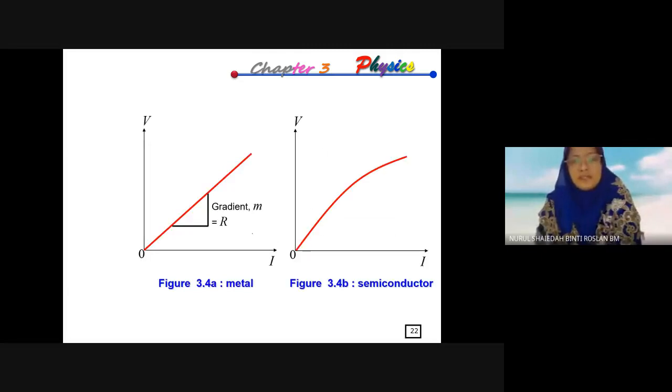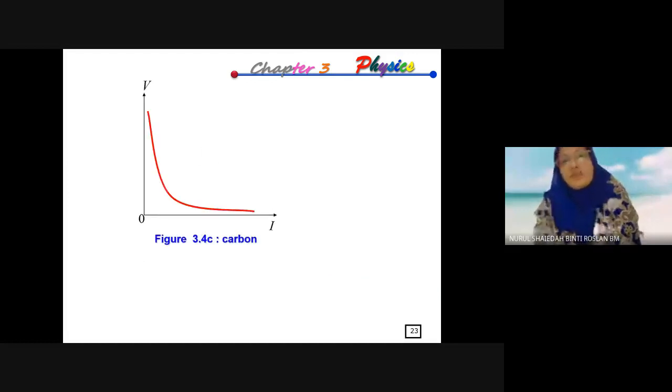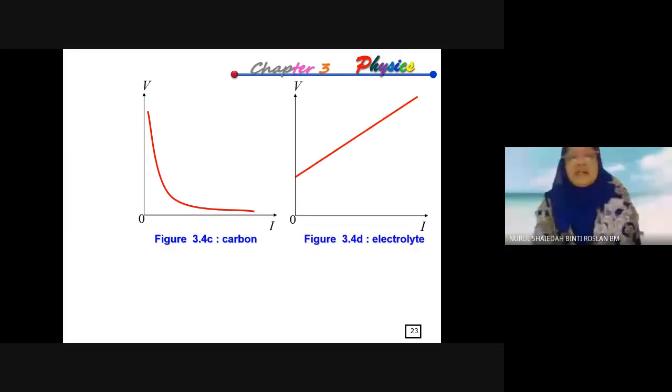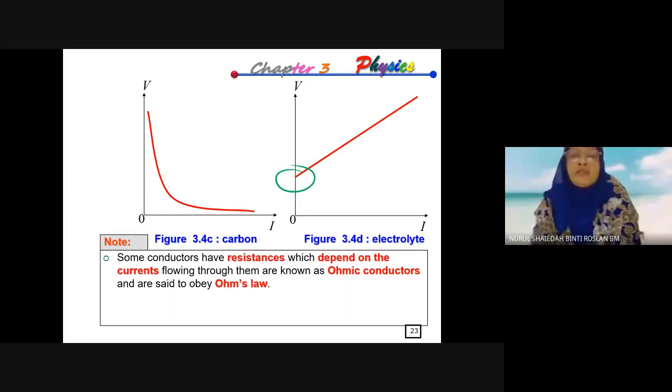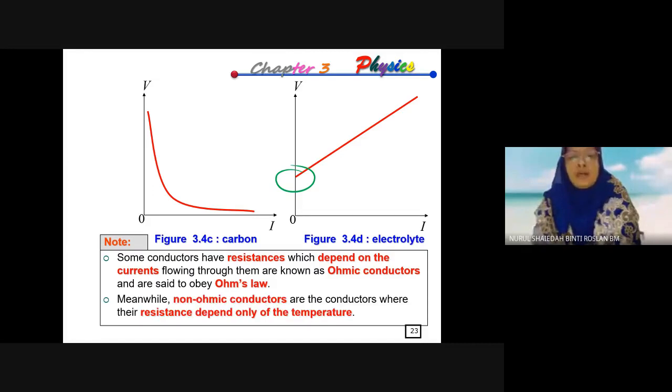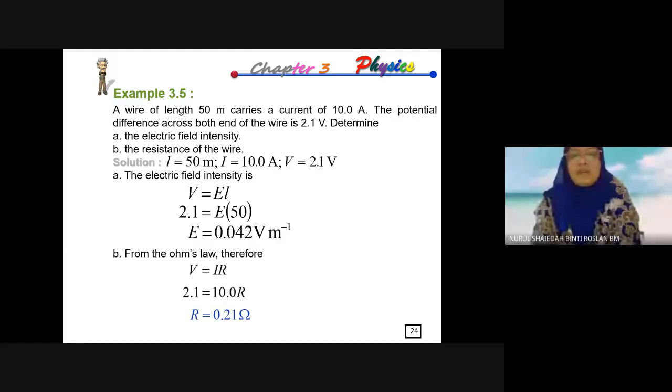Yang ini untuk metal. For semiconductor dia tak direct lah. Dia mula-mula je direct but then dia akan jadi curve sikit lah untuk semiconductor. Untuk karbon, dia opposite lah sebab karbon bukan metal. Untuk electrolyte dia ada directly tapi dia ada nilai dia lah. Tak apa, yang ini you tak perlu tahu pun lah. Yang ini you just tahu you directly proportional to I. Okay, some conductor have resistance which depend on current flow through it. Ohmic conductor obey Ohm's law. Meanwhile, non-ohmic conductor are the conductor where their resistance depend only on temperature. Ini biasalah V equals to IR yang you pernah guna.